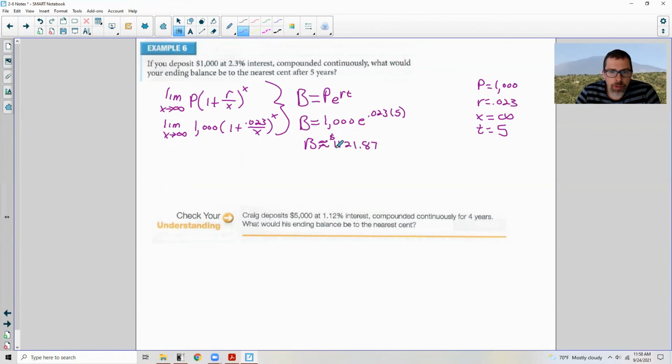So $1,121.87. So this is new to us. This is the formula for compounding continuously. P times e to the rt.